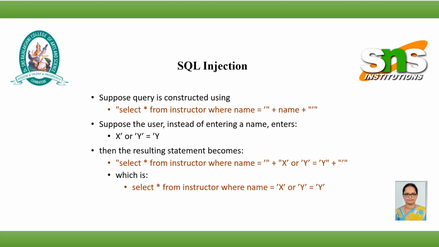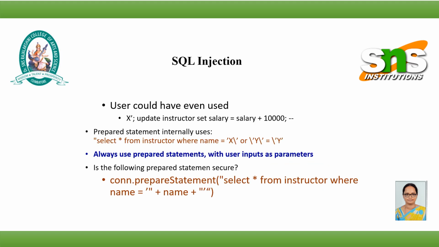Next, SQL injection. Suppose a query is constructed using select star from instructor where name equals plus name, and the result will be displayed. So instead of entering a name, the user can specify X or Y, and then the resulting statement also produces X or Y. Here we have used an SQL query. It selects information from that particular table. You have specified a table name or a database name, and in that table we have stored some information. That will be returned by using this statement.